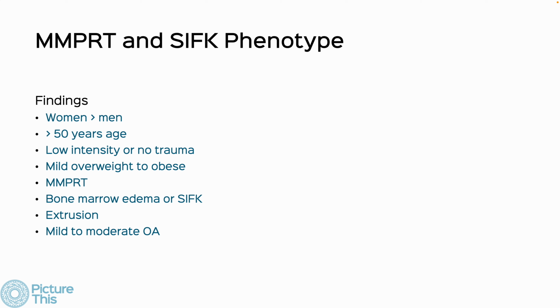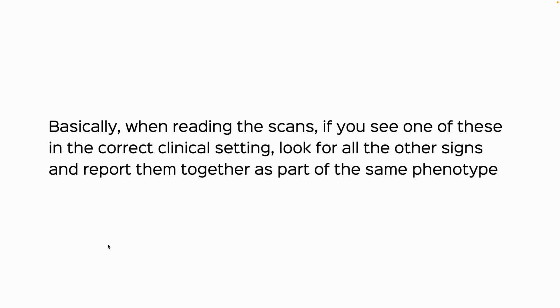And what they don't mention but often we find is MCL thickening, edema, or periosseous edema. Basically, when we read MRs in men and women above the age of 50, if we see one of these in the correct clinical setting, look for all the other signs and report them together. So there is a tendency to just report all the findings again, listing them one after the other. No, report them as if this is a disease entity by itself, like we would report an interstitial lung disease or a tumor or AVN, etc.